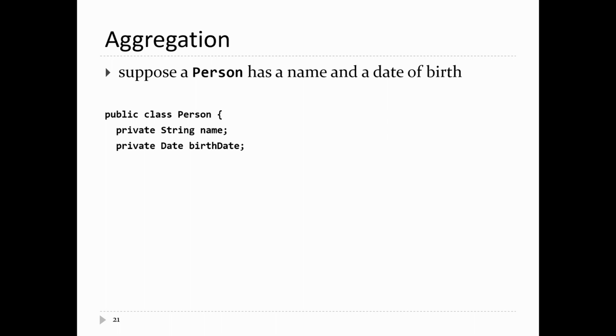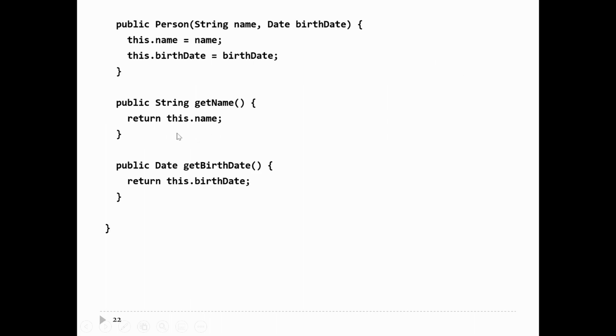There's a string and a date field, so I know that the relationship has to be association. And in fact, in this case, it's going to be aggregation. So in other words, a person object is made up of a string and a date object. So in the constructor, I'm going to implement the constructor this way. Someone's going to pass in the name and birth date of the person, and I'm just going to write this.name = name, and this.birthDate = birthDate.